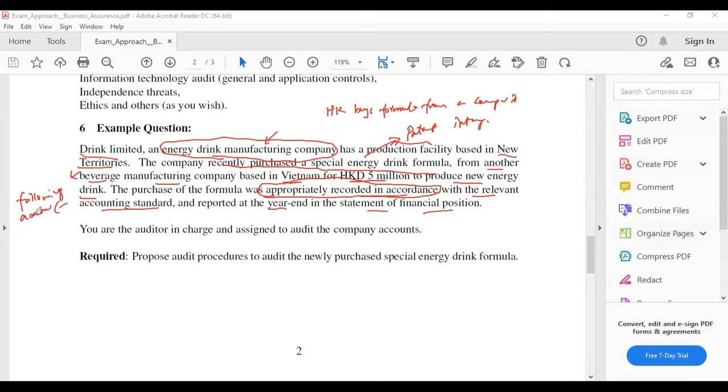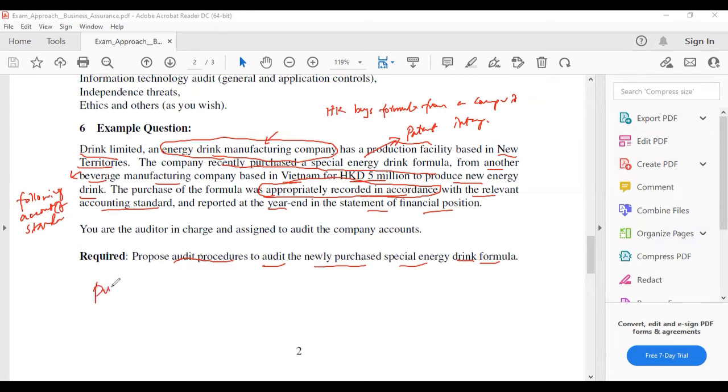So you need to make sure that the company which has recorded this intangible asset has done so appropriately, following the accounting standards. You need to check those requirements for intangible assets, right? So it's very important. The question is asking for proposed audit procedures to audit the newly purchased special drink formula, right? So you need to suggest some audit procedures on how auditors will actually audit this transaction.